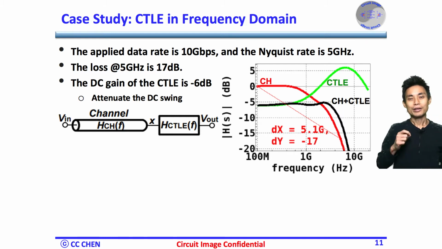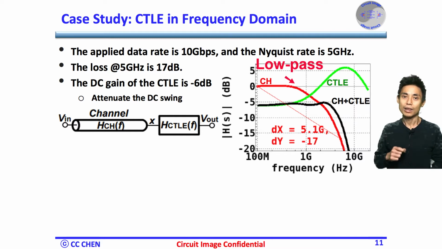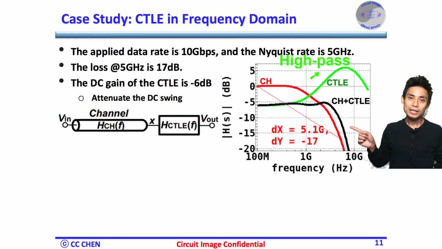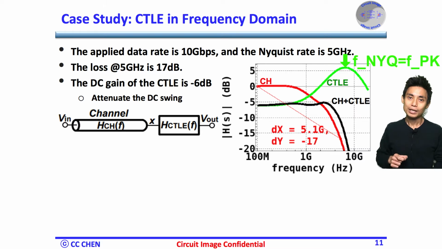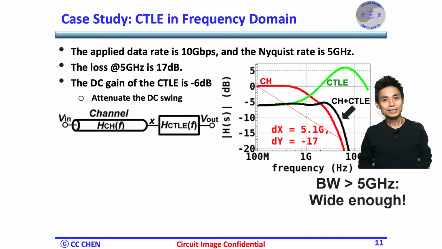In this example, the channel loss is 17 dB at the Nyquist rate of 5 GHz for the 10 gigabit per second data rate. In addition, the frequency response of the channel is like a low-pass response, as we discussed in another video. In order to equalize the channel's low-pass response, the CTLE must provide a high-pass characteristic at least up to the Nyquist rate, which is the peak gain frequency. Therefore, the compensated bandwidth of the channel plus CTLE is wide enough, at least greater than the 5 GHz Nyquist rate of the 10 gigabit per second here.